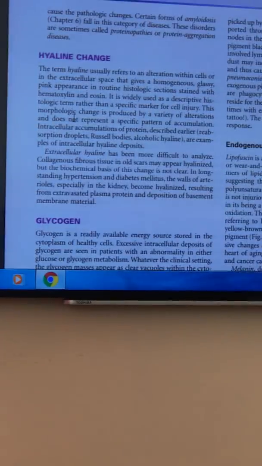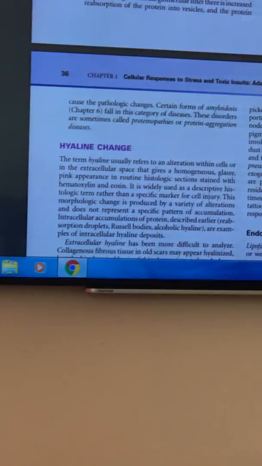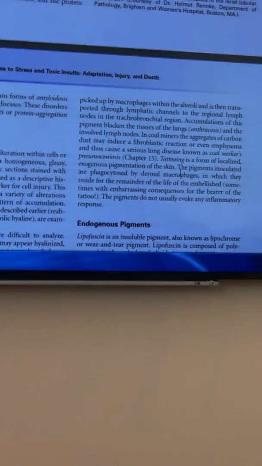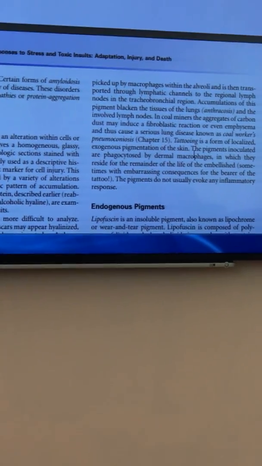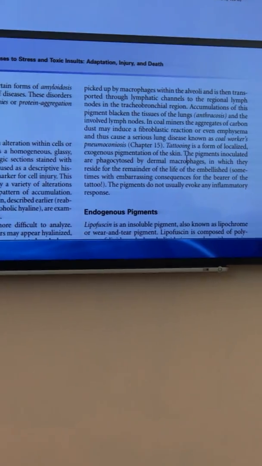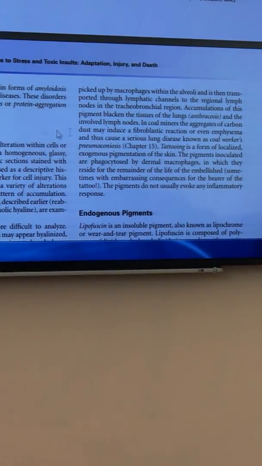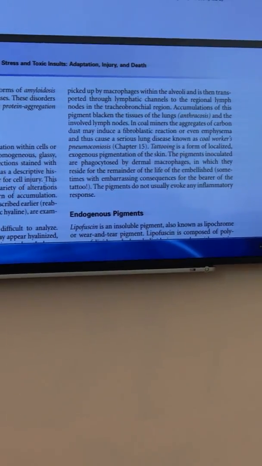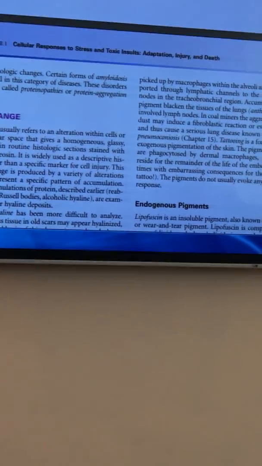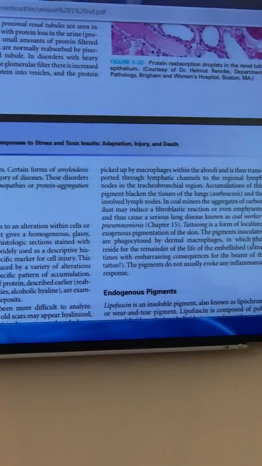What about tattooing? Tattooing is also an example of an exogenous type of pigmentation. The dye that is used for the ink to tattoo causes pigmentation that is irreversible, that is present forever. It is accumulated in dermal macrophages. You cannot remove it. You would have to remove the skin itself.